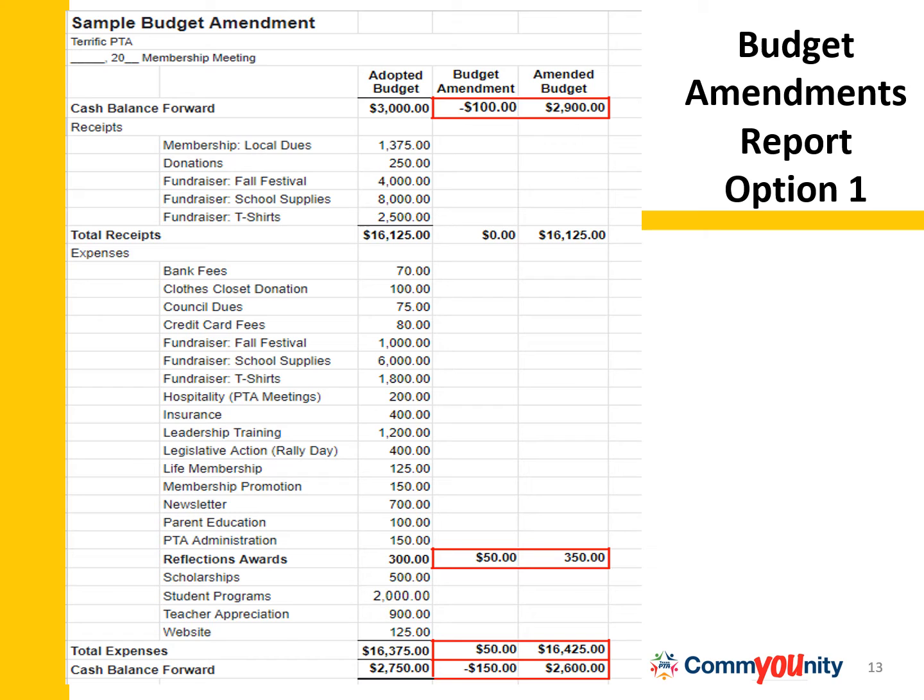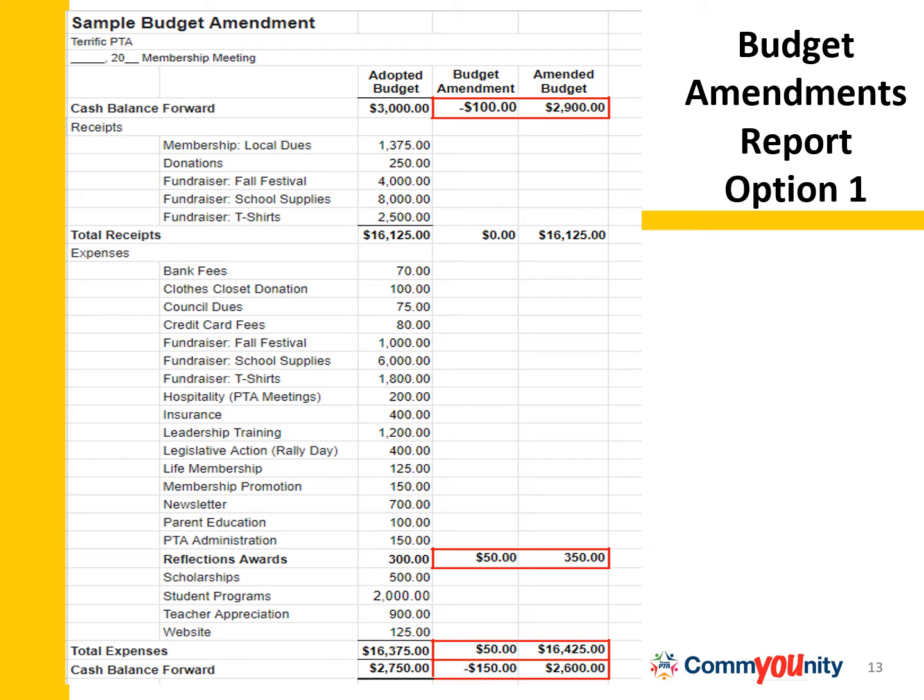beginning cash balance forward. Remember, it was an estimate when the budget was originally approved at last year's annual meeting. And with the reflections expense budget increase of $50 that was just mentioned. Remember, these changes to the budget must be presented at a membership meeting and approved by membership. To start with, the entire budget should be presented, not just the items being amended. This allows the membership to see how the ending cash balance is impacted.